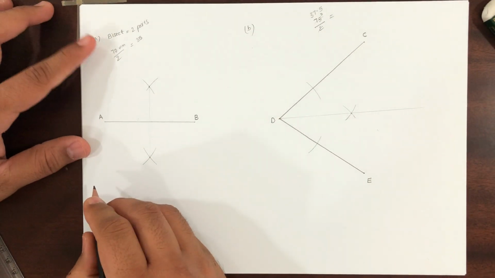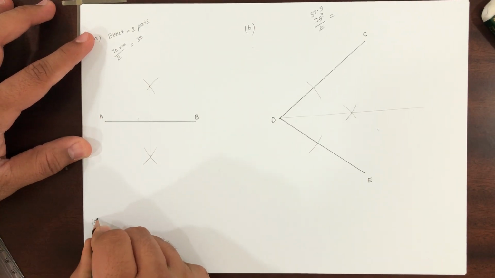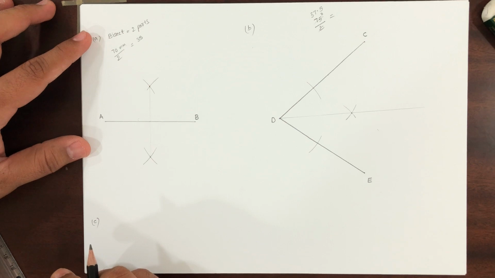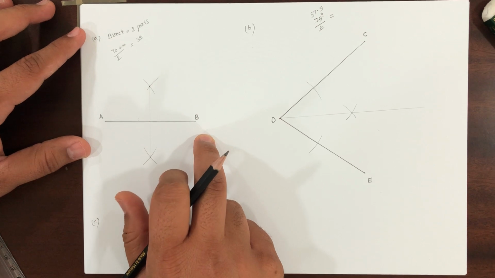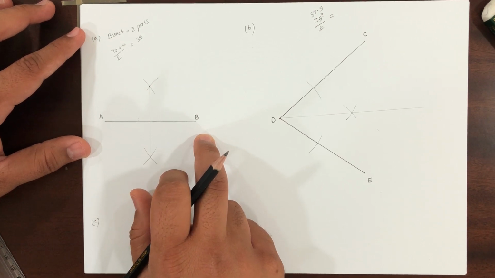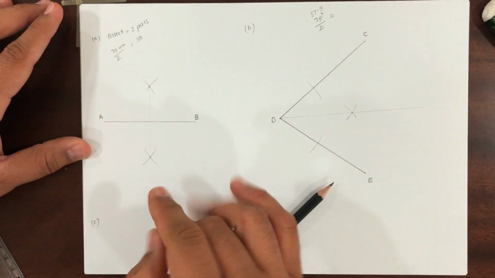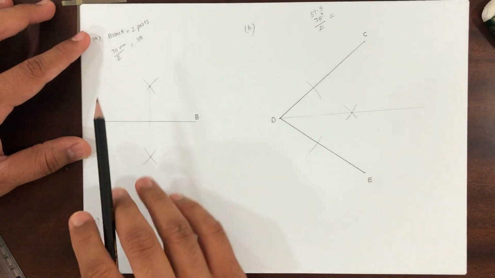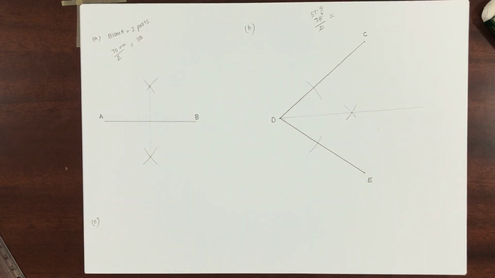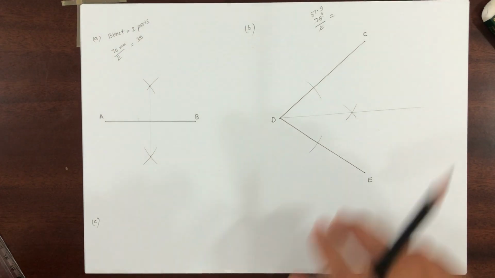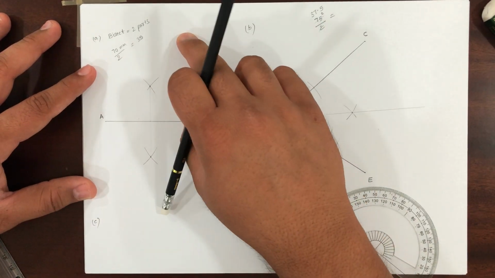Now let's discuss question number C. Question number C is: divide the line AB into 5 exactly equal parts using drawing method. Now first what we did, we divided the line into 2 parts. Now we have to divide it into 5 parts. So for that we have to make construction lines. Construction line, here one line and here one line at an angle of 45 degrees.